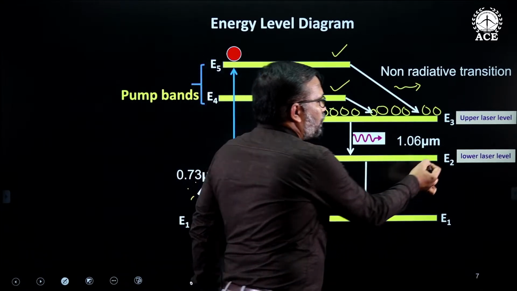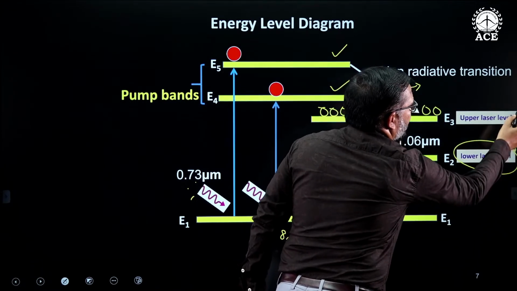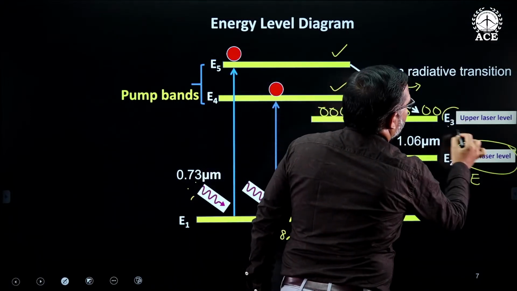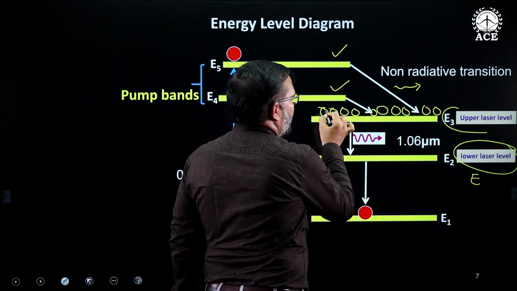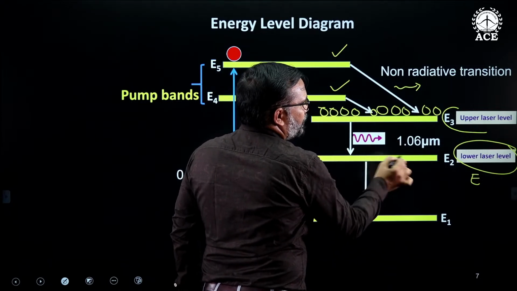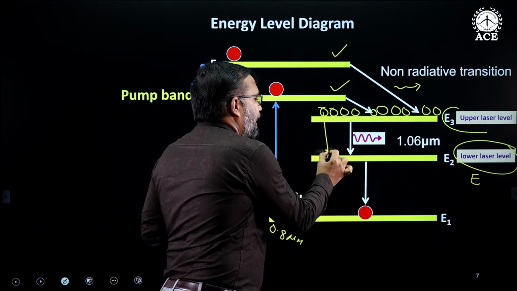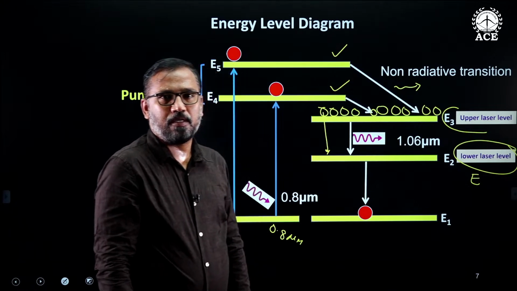Compared to this E3, it is called upper laser and this is the lower laser. So here the number of atoms is more compared to this one. So after that, what happened? One of the neodymium ions is going to come down to the ground state spontaneously.